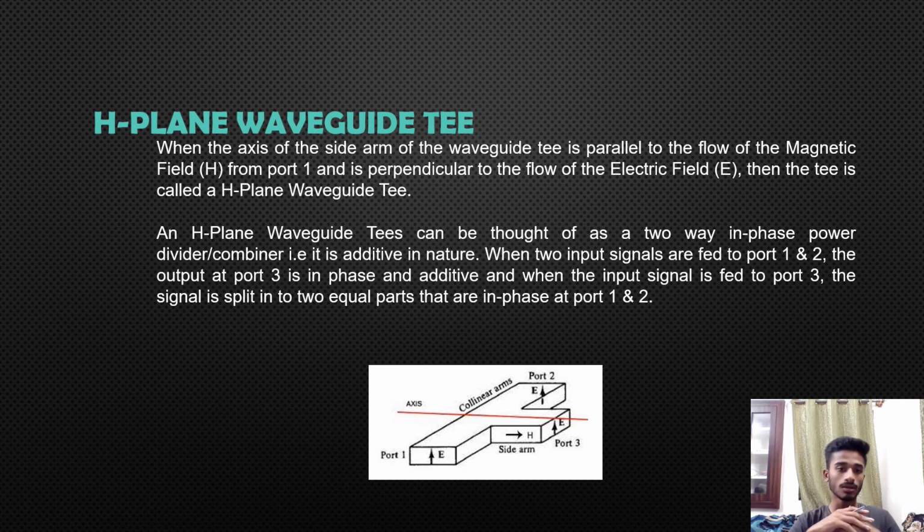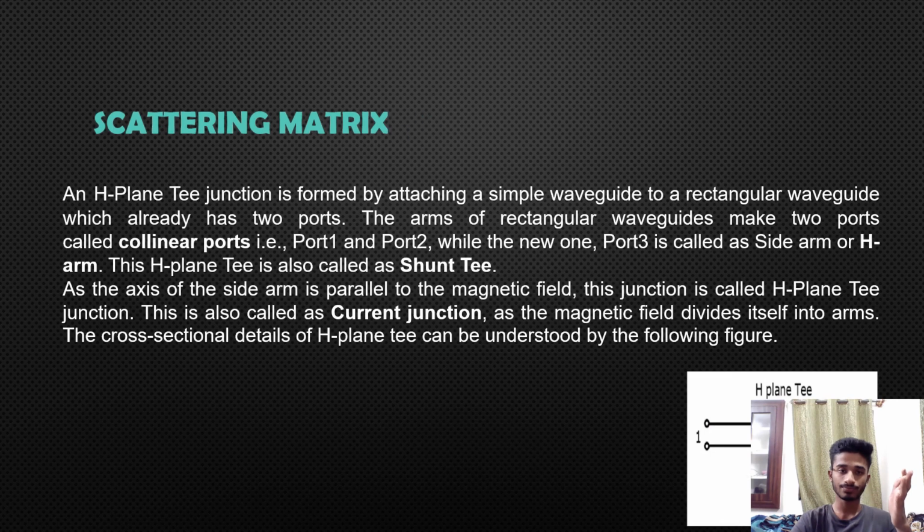H-plane waveguide Ts can be thought of as a two-way in-phase power divider or combiner. That is, it is additive in nature. When two input signals are fed to port 1 and port 2, the output at port 3 is in phase and additive. And when the input signal is fed to port 3, the signal is split into two equal parts that are in phase at port 1 and port 2. So moving on to our next slide.